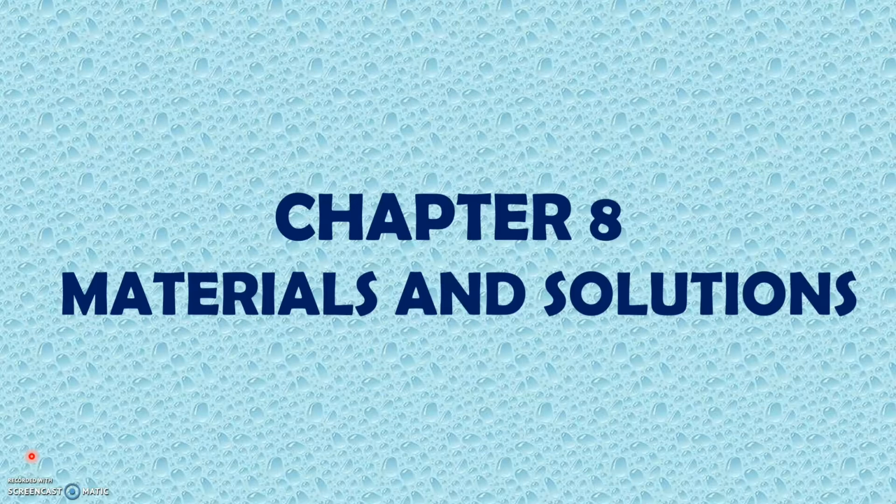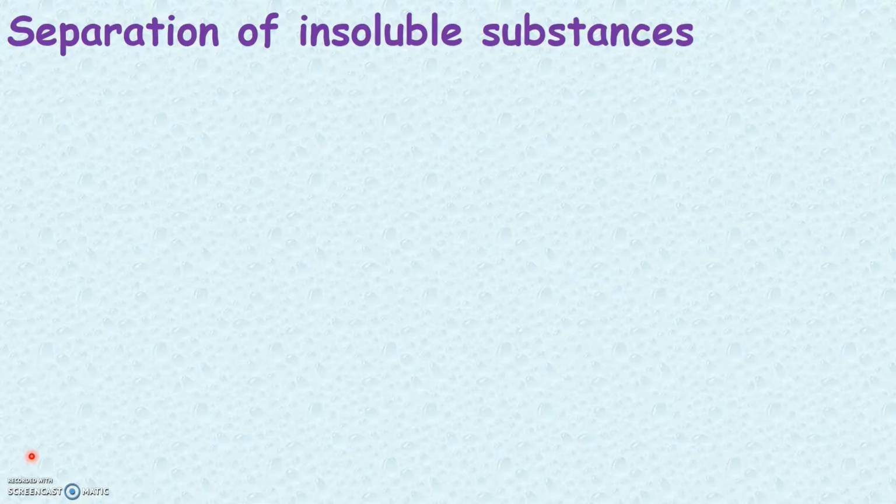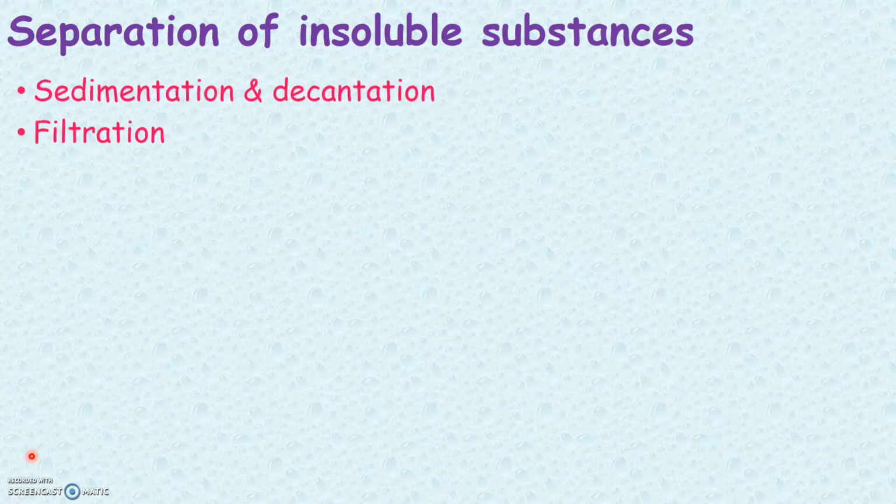In today's class we are going to learn how to separate insoluble substances from a liquid. There are two methods to separate insoluble substances from a liquid. The two methods of separation are sedimentation and decantation, and filtration. First, let us see how we separate insoluble substances from a liquid by the process of sedimentation and decantation.